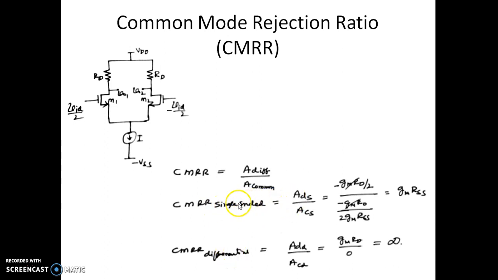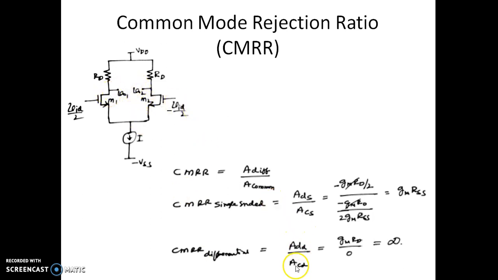If we take a single-ended output, we write the expression for the differential gain as minus GM RD by 2, and for the single-ended output for the common signal as minus GM RD divided by 1 plus 2 GM RSS. The 1 is negligible, so we are able to get the expression for CMRR for single-ended as GM into RSS. Whereas if you find what the CMRR is for a differential measurement, so this is the differential measurement.